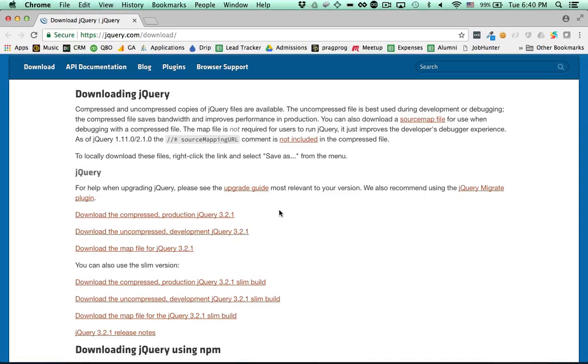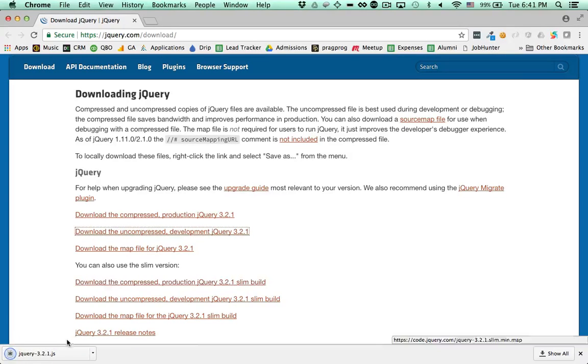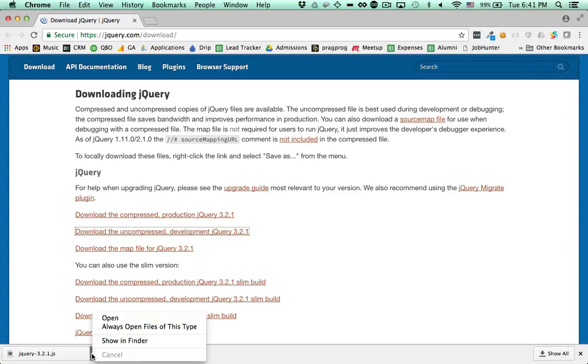There's a JavaScript library called jQuery. When I say library, it's just a lot of JavaScript that someone else wrote. So you can download a compressed version of jQuery, and you can also download an uncompressed version. When I say minification, that's the same thing as compression. So let's look at the uncompressed version.